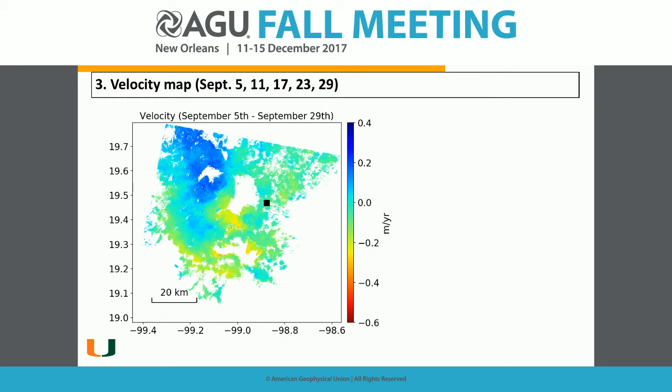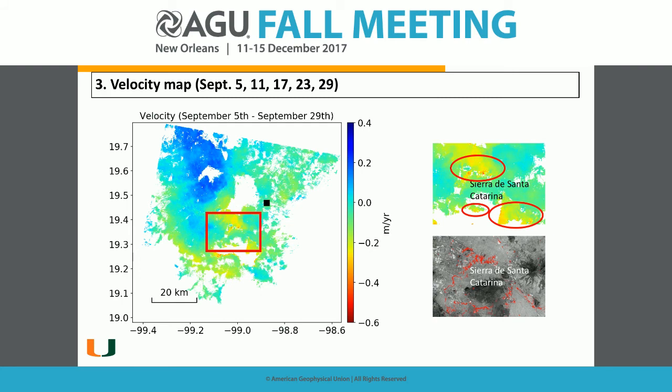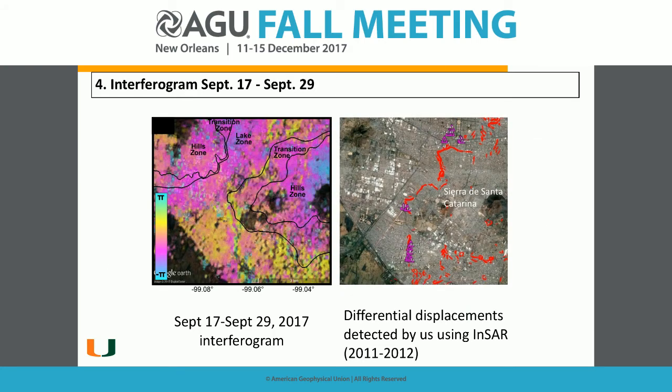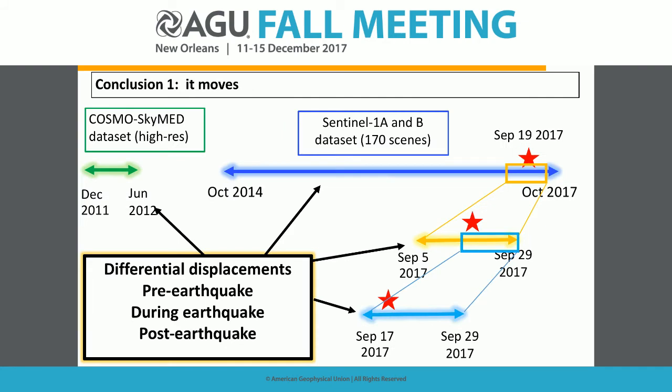Then we take the velocity map from September 5 to September 29. These are 5 dates. And the results of this one are influenced a lot by the atmosphere, but still, if we zoom in a little bit here, we see that this square, which is the Sierra Santa Catarina, still has some red spots in the north, in the south, and over here, which correspond to the results we found with Cosmo-SkyMed. And then we take the single interferogram, and this is very hard to interpret if you're not into InSAR a lot, but just let me tell you that this is displacement that happened during the earthquake, and also corresponds to the areas that we have detected previously.